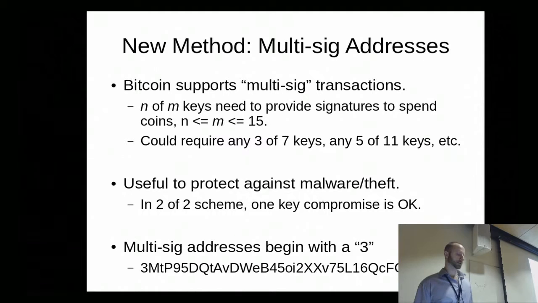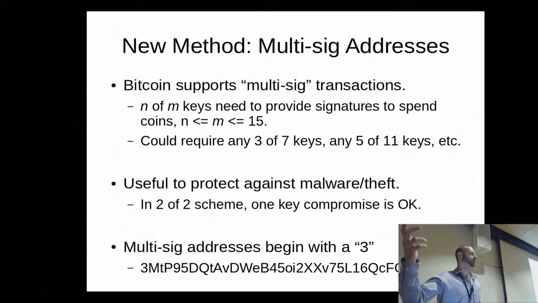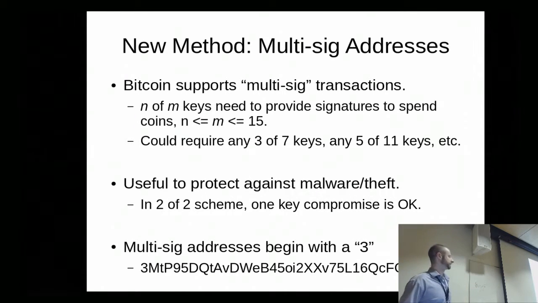This can be kind of useful if you want to protect, let's say, against malware or theft. You can say, all right, here's a 2 of 2 scheme. So let's say you have 1 key on your laptop and 1 key on your phone. Let's say you lose your phone or somebody steals it, and they recover the key from there. Well, in that case, whoever stole your phone can't spend your coins because they would need a signature from the key that's on your laptop. So it's a separation of keys in order to allow spending to occur.